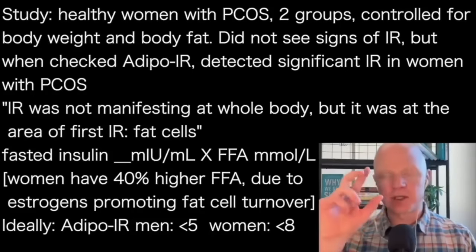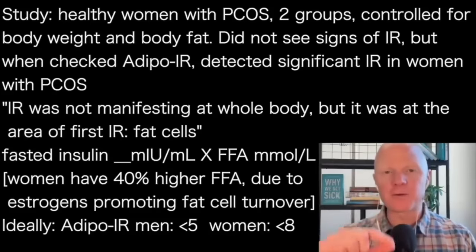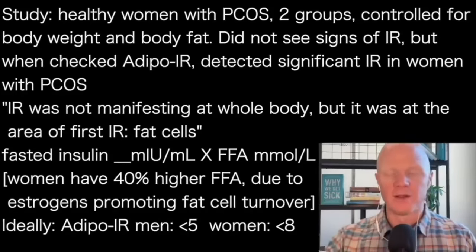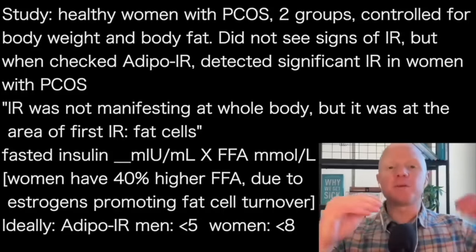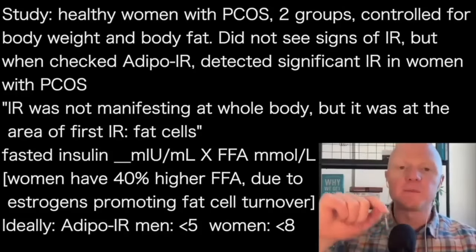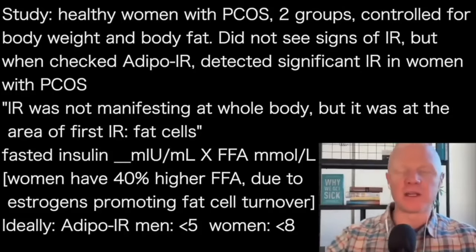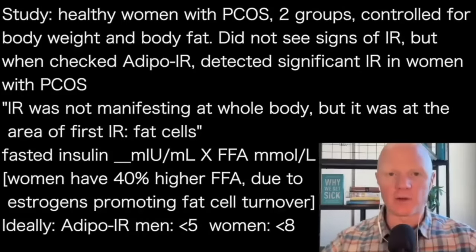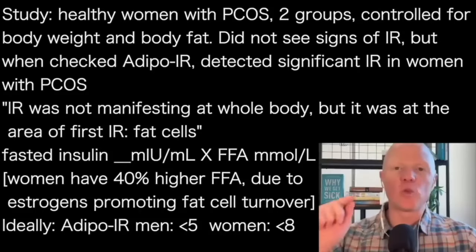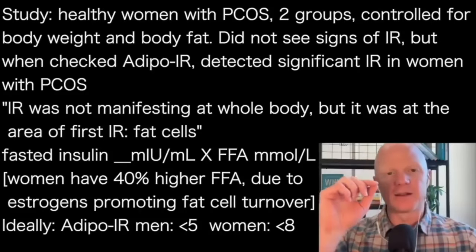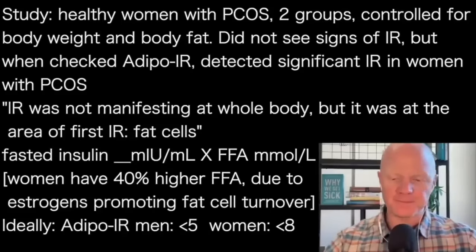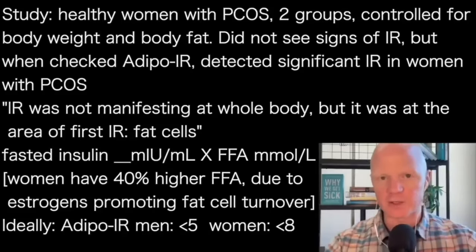So if you've gotten those numbers, fasted insulin in microunits per mil, and the units are important here, so microunits per mil, you multiply that number, fasted insulin in microunits per mil, times free fatty acids in millimole. Now, thankfully, that's going to be millimole anywhere in the world. So that's going to be a pretty consistent unit. And you want that number to be below a certain cutoff, but it's different for men and women. Now, another little tangent here to explain why.